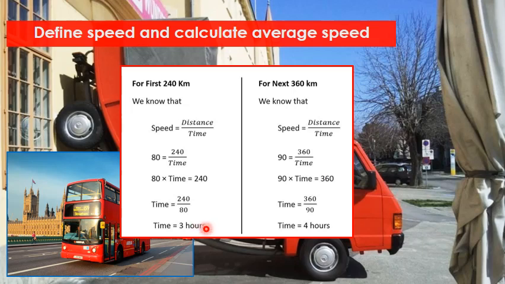So for the first 240 kilometers, remember we said speed is equal to distance over time. But if you're using that triangle we did, time is equal to distance over speed. So you won't even need to go through all this working. You just say time is equal to distance over speed, which is 240 over 80, you get 3 hours. Then for the second journey it is 360 over 90, you get 4 hours.